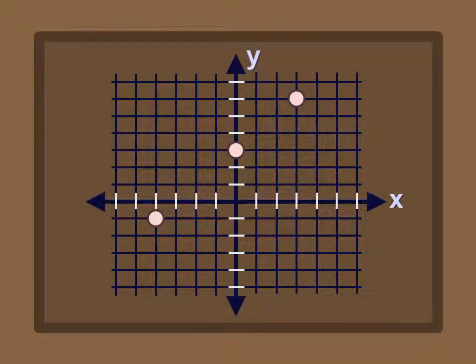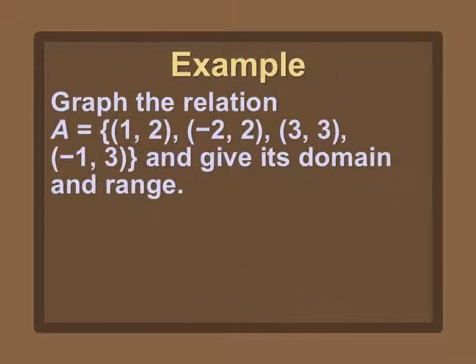And we can graph those points, which is called graphing the relation. So we graph those points. Now let's look at another example. We want to graph the relation A, and relation A has the following points: 1, 2, negative 2, 2, 3, 3, and negative 1, 3. And we also have to give its domain and range.